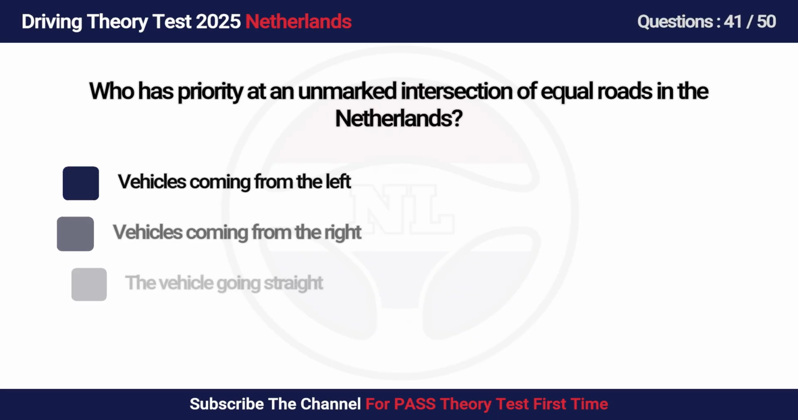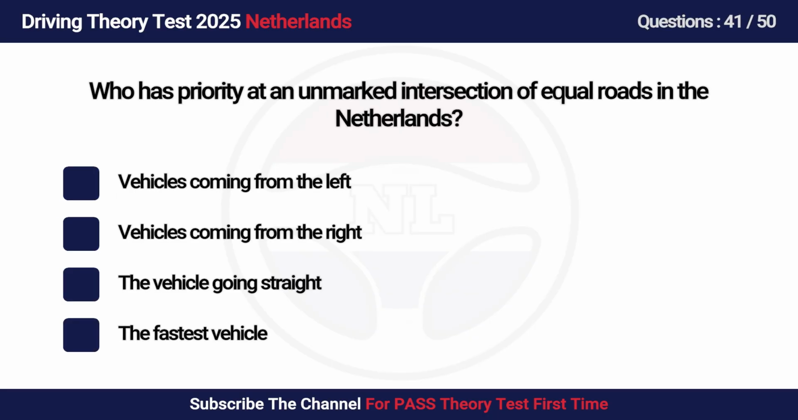Question 41. Who has priority at an unmarked intersection of equal roads in the Netherlands? A. Vehicles coming from the left. B. Vehicles coming from the right. C. The vehicle going straight. D. The fastest vehicle.